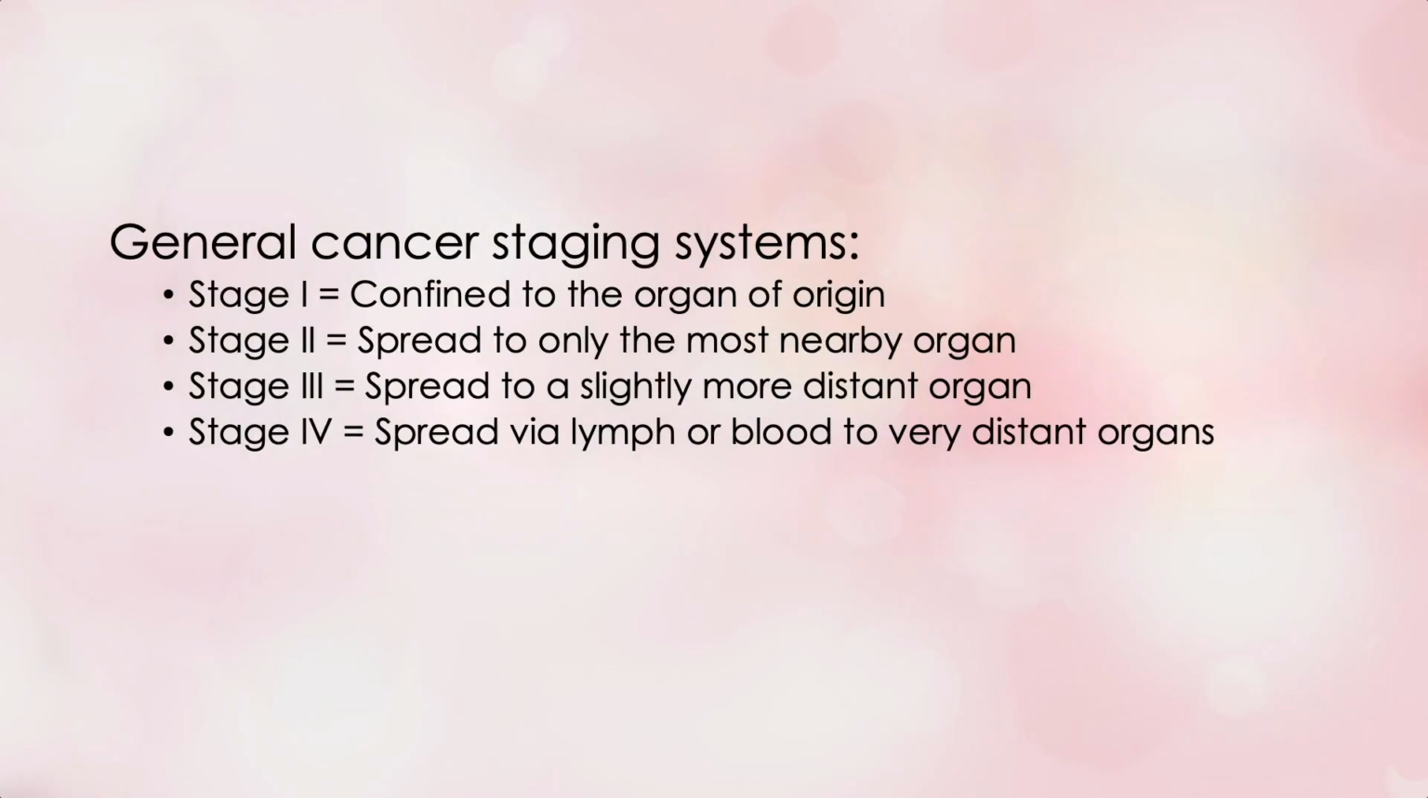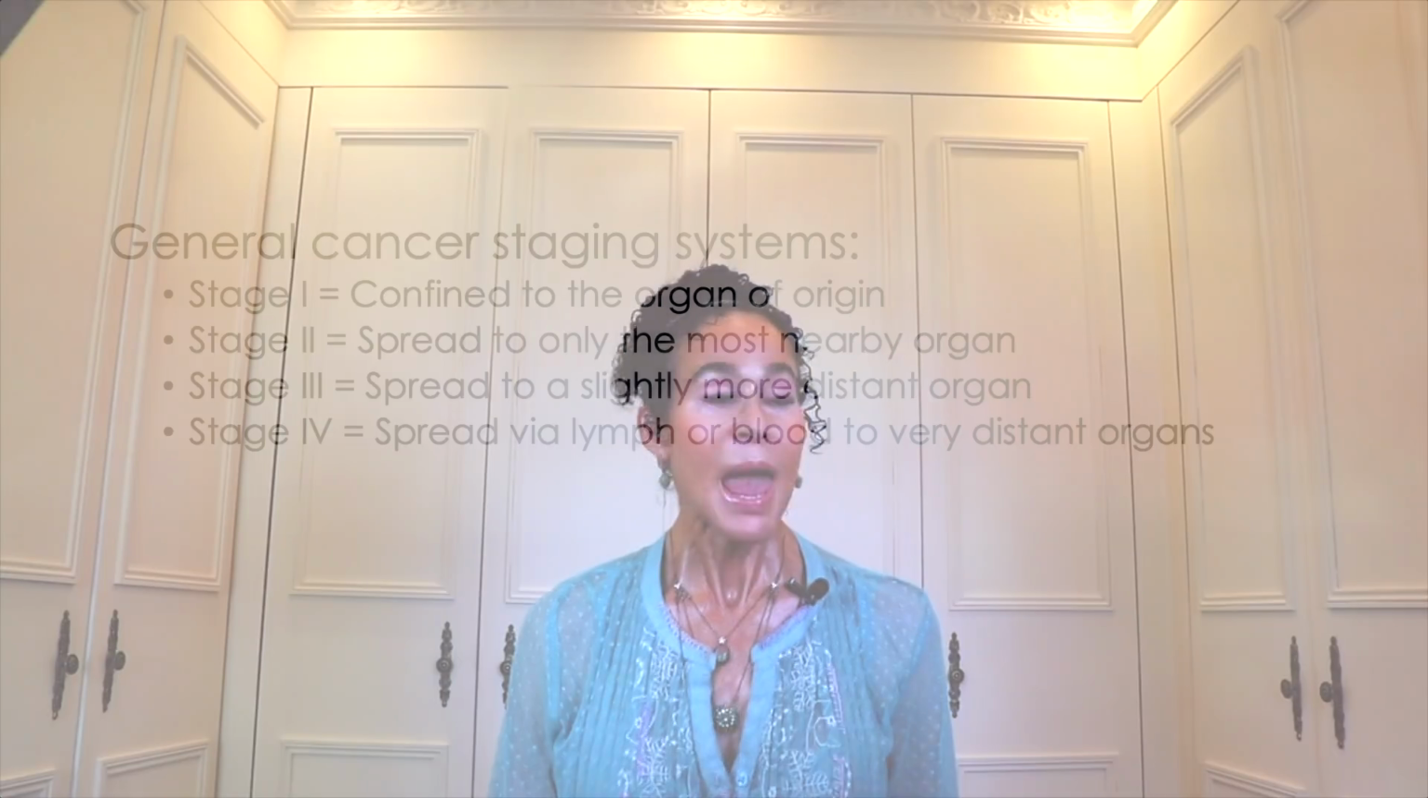Generally speaking, cancer staging systems go like this. Stage 1 is confined to the organ of origin. Stage 2 is spread to only the most nearby organ. Stage 3 is spread to a slightly more distant organ. And stage 4 is spread via lymph or blood to very distant organs. And notice that there is no stage 0.